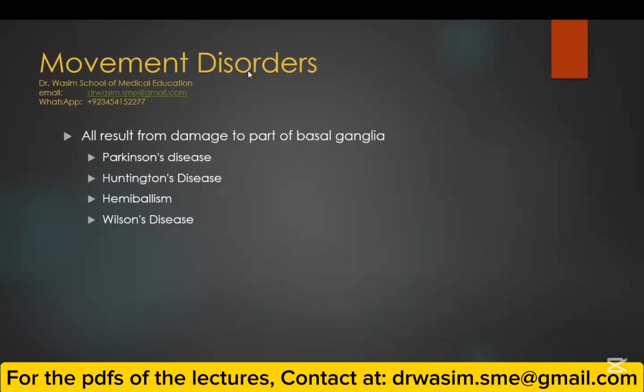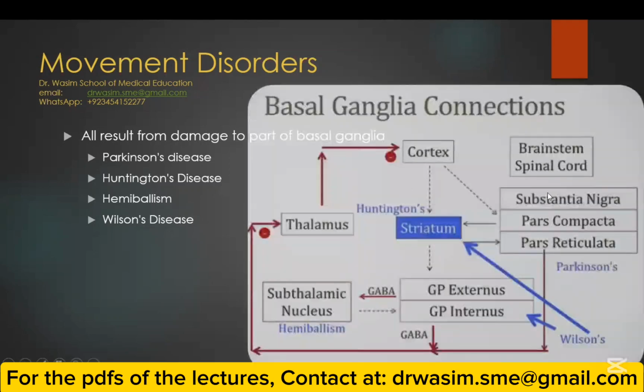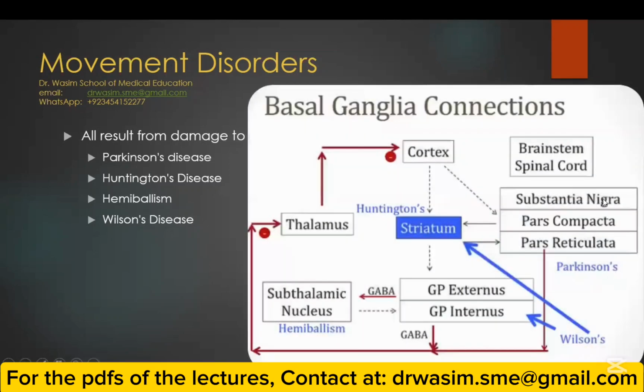So there are movement disorders which are because of a lesion in the basal ganglia. All these movement disorders result from damage to a part of the basal ganglia, like Parkinson disease, Huntington disease, hemiballismus, and Wilson disease. What will happen in Parkinson disease? There will be a lesion in the substantia nigra. What will happen in Huntington disease? There will be a lesion in the striatum. What will happen in hemiballismus? There will be a lesion in the subthalamic nucleus. And what will happen in Wilson disease? There will be a lesion in the globus pallidus internus as well as in the striatum.